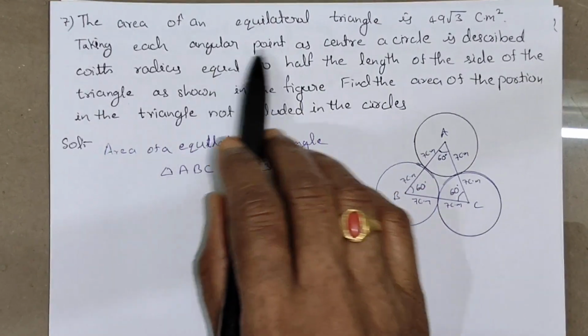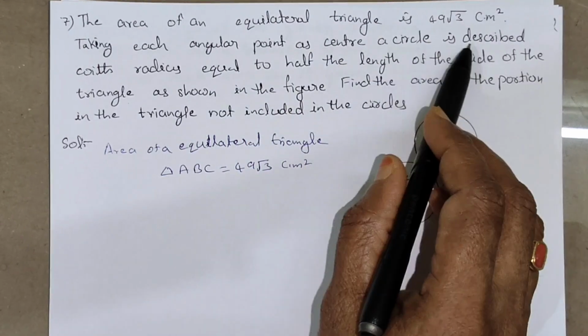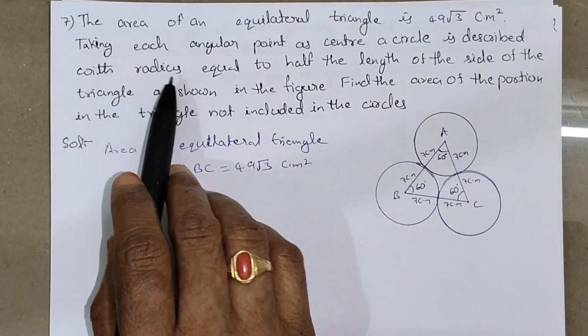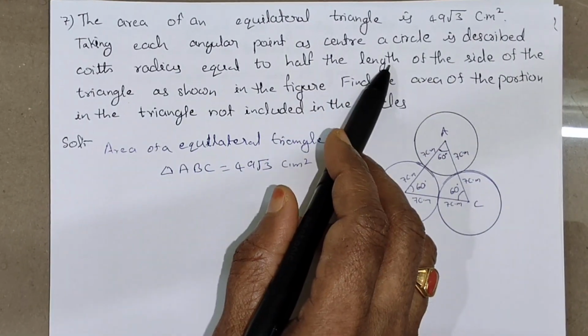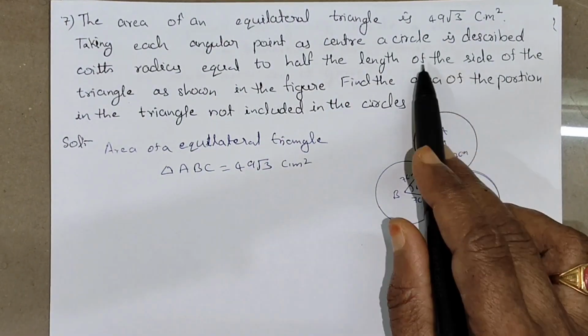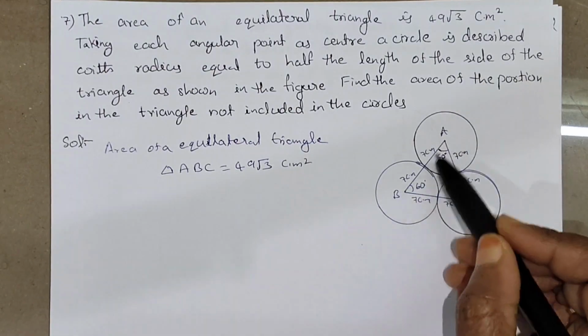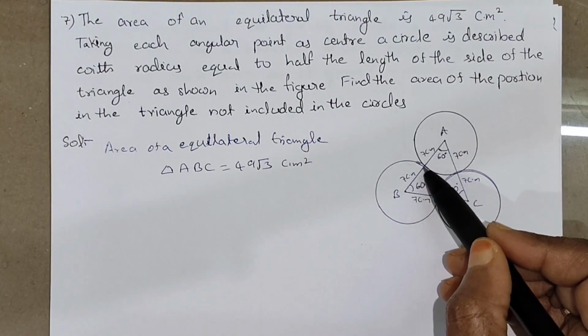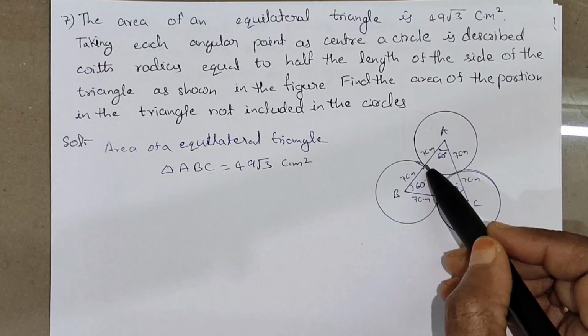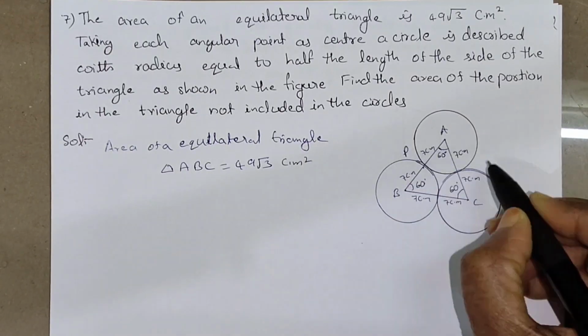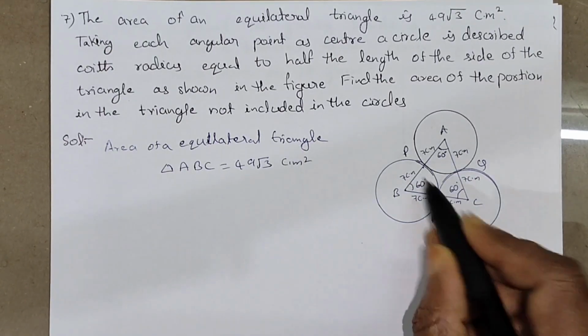So now here, with each angular point as center, a circle is described with the radius equal to half of the length of the side. Here AB is equal to 4 centimeters, radius is equal to 2 centimeters. So now here we write the points P, Q, R. These three are the midpoints.